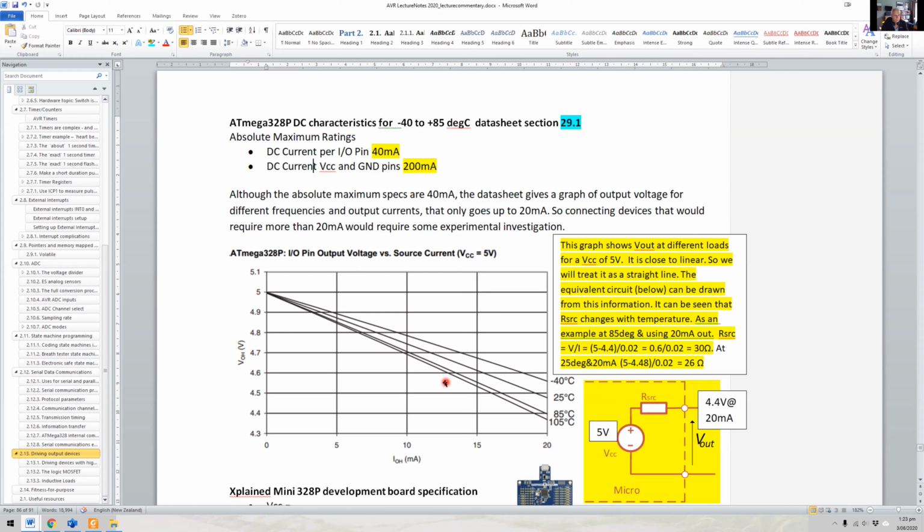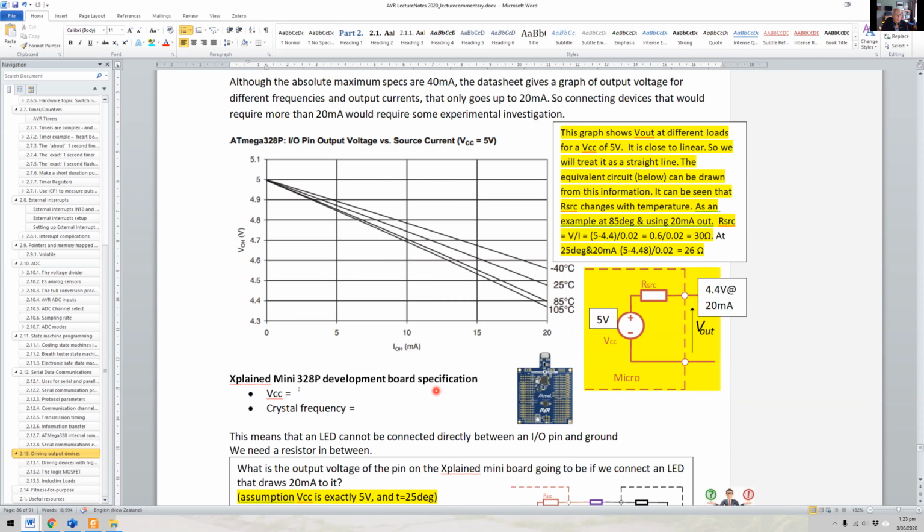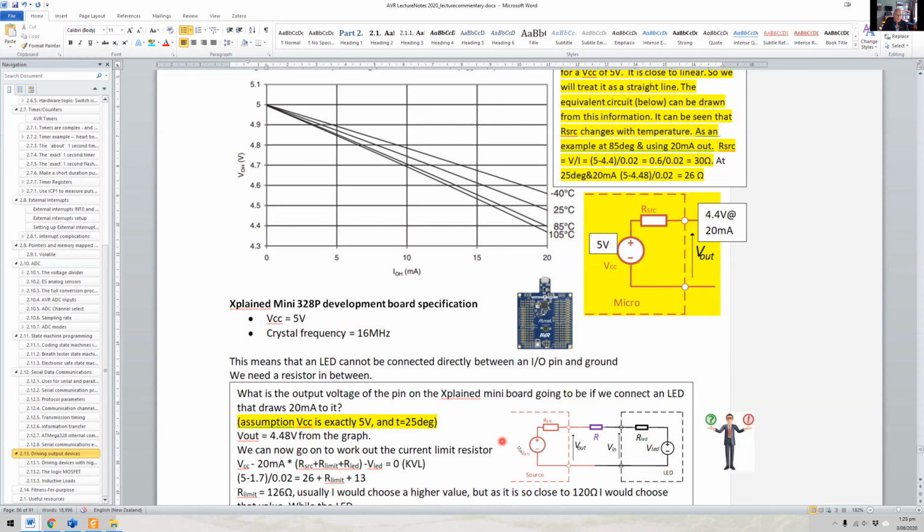Okay, so let's have a look at our particular board. This is the Explained Mini, the same as the Arduino Uno, the same as the Arduino Nano, and our VCC on that is 5 volts, typical sort of 5 volts. And the crystal frequency, of course, is 16 megahertz. So now we're going to have a look at actually putting this circuit together.